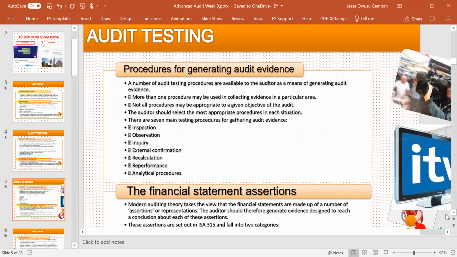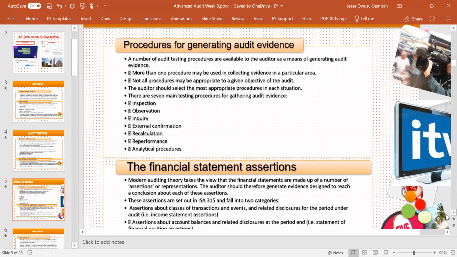So these 7 testing procedures are very, very important: inspection, observation, inquiry, external confirmation, recalculation, reperformance, analytical procedures. Now, there's an acronym I like to use, which is RARE IOI. So RARE, which is rare, and IOI. You can decide to use that if that works for you.